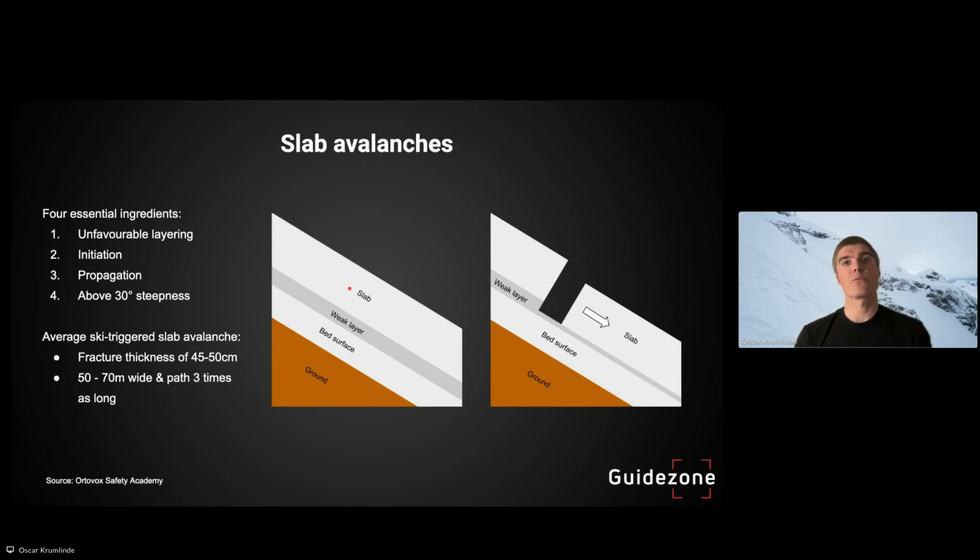Then secondly, we need an initiation. An initiation occurs when the load applied to the weak snow layer exceeds its strength. This causes the weak layer to fail. This process can happen naturally, such as when the weak layer breaks under the weight of accumulated snow during, for example, heavy snowfall.